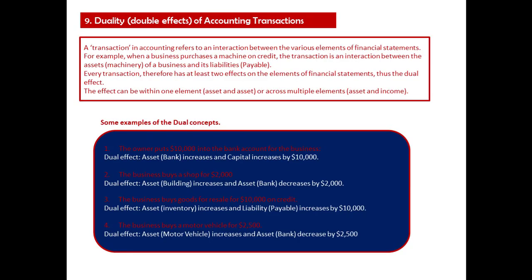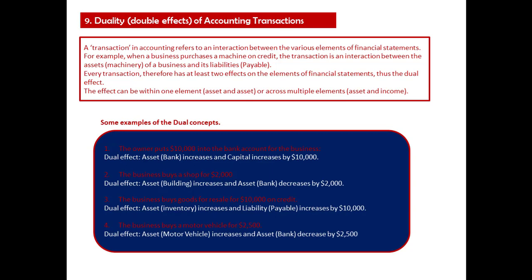So we are going to look at the final topic for this lecture, which is the duality or double effect of accounting transactions. Now, a transaction in accounting refers to an interaction between the various elements of financial statements. For example, when a business purchases a machine on credit, the transaction is an interaction between assets, that is the machinery, and liabilities, payables, because it was bought on credit.